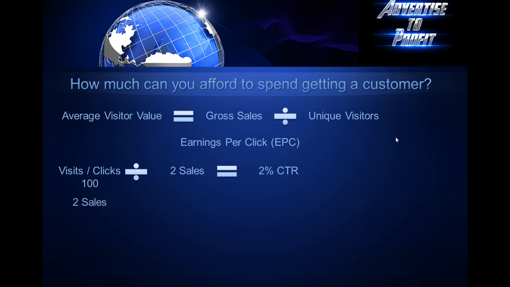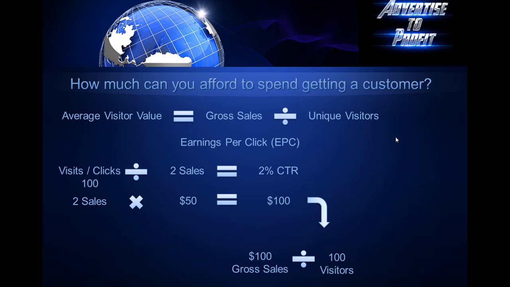So let's say our 2 sales, we got $50 from our offer on each sale. It's from our affiliate offer. That's going to give us $100. So now we can work out the average visitor value, which is going to be $100 in sales divided by 100 visitors. So our earnings per click is $1. Okay, so when it comes to our advertising spend, we don't want to spend more than $1 on a click because our earning per click is only $1. So let's have a look at that as an example.